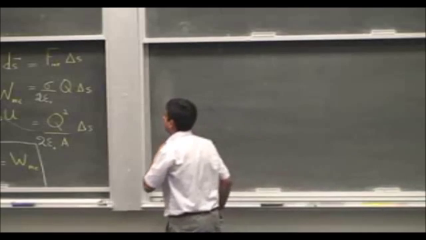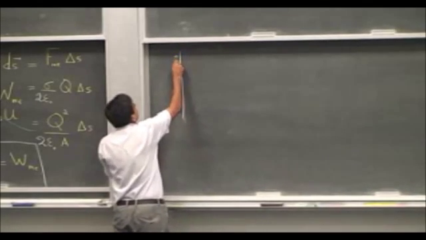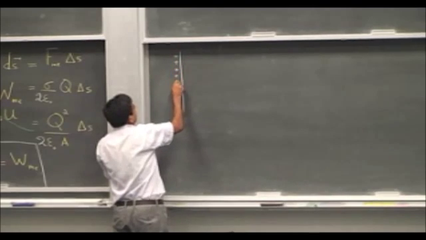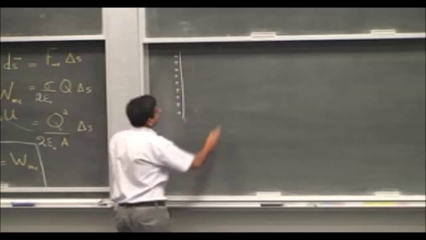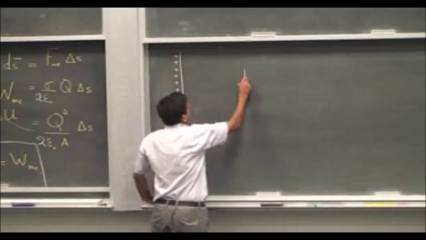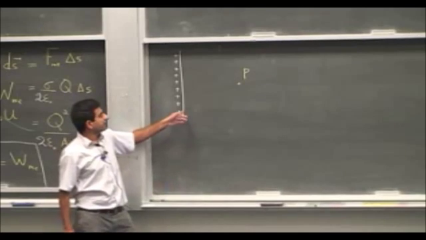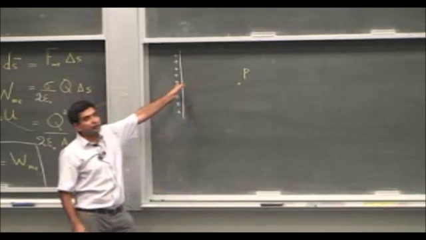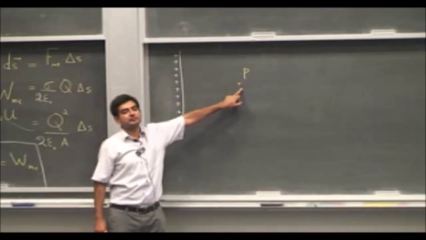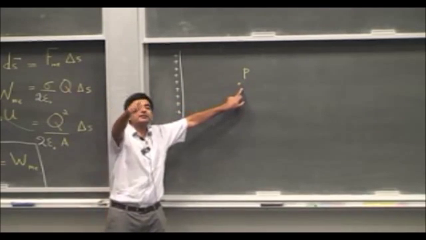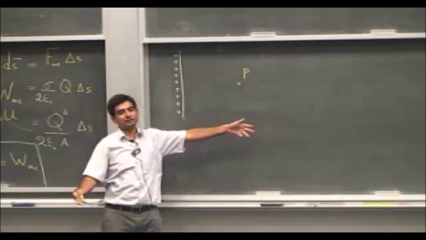Let me repeat the argument. I am at a point P that is at a certain distance with respect to a positively charged plate. What's the electric field at this point? It's sigma over 2 epsilon naught.